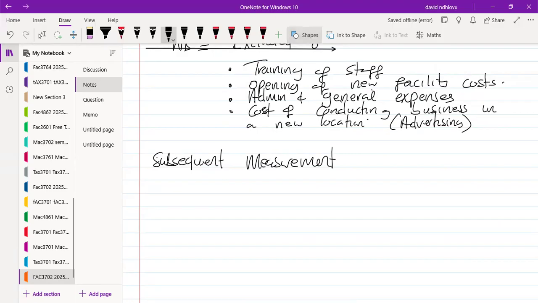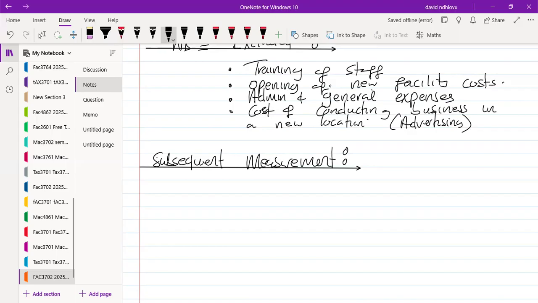Now, we must be clear, the value of an asset does not always remain the same, maybe except for land. The value of the asset can change. It can increase in value, and it can decrease in value as well. But usually it's a decrease in value as we acknowledge the wear and tear of the asset through usage. So we need to know how, after initial valuation, we should measure an asset.